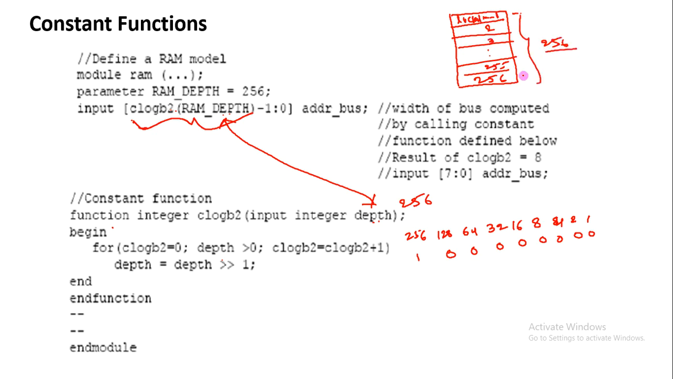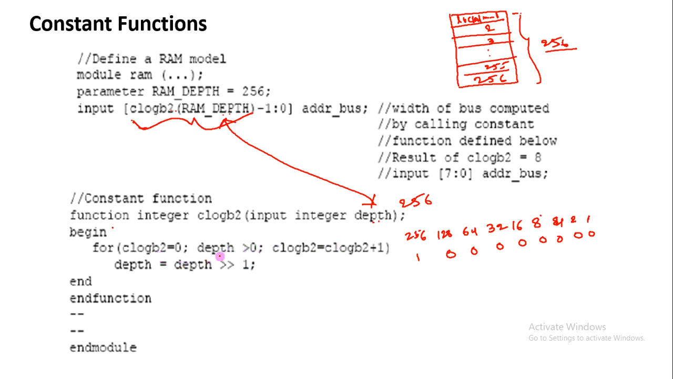To have this many locations, how many address bits do I need? That is what gets decided here. We can easily analyze: 2 raised to 0, 2 raised to 1, 2 raised to 2, 3, 4, 5, 6, 7, 8. If we need 8 bits, we can directly find it orally. But if I want to write a program for it, this is the method. See what we are doing.